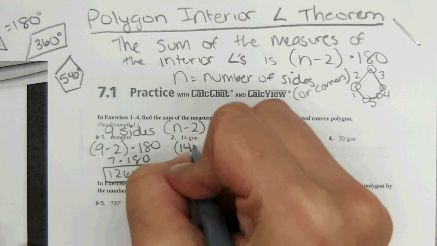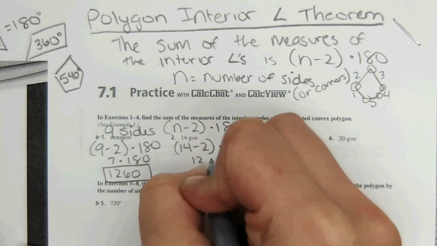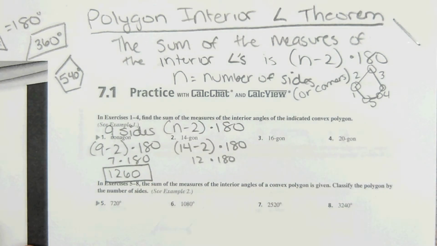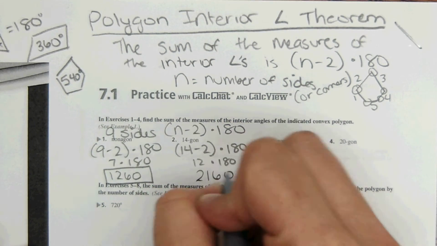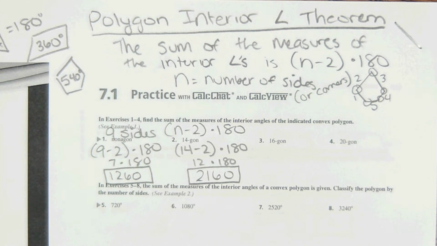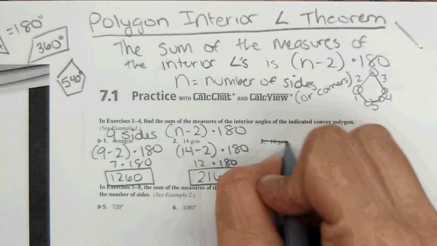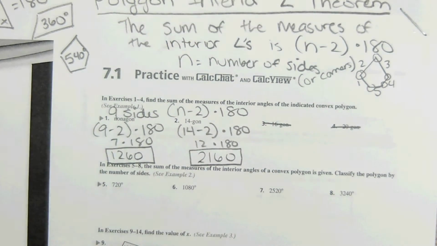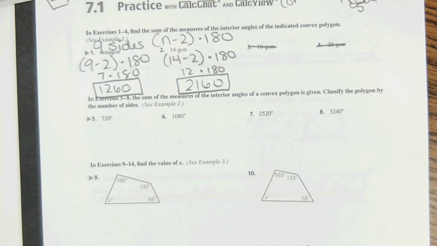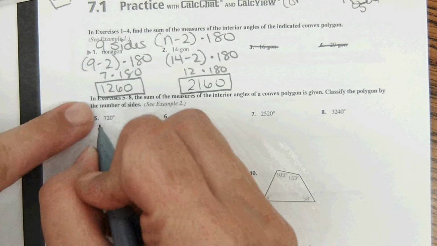Then number 2, 14-gon. So that means 14 sides or 14 corners. 14 minus 2 times 180. 12 times 180. Of course, you'd plug that into a calculator. I've already done that process, and it comes out to 2,160. So for a 14-sided shape, the vertices or the corners would add up to 2,160. We're going to cross out 3 and 4, but I think we get the point. We're going to look at it a different way in the next set of problems.